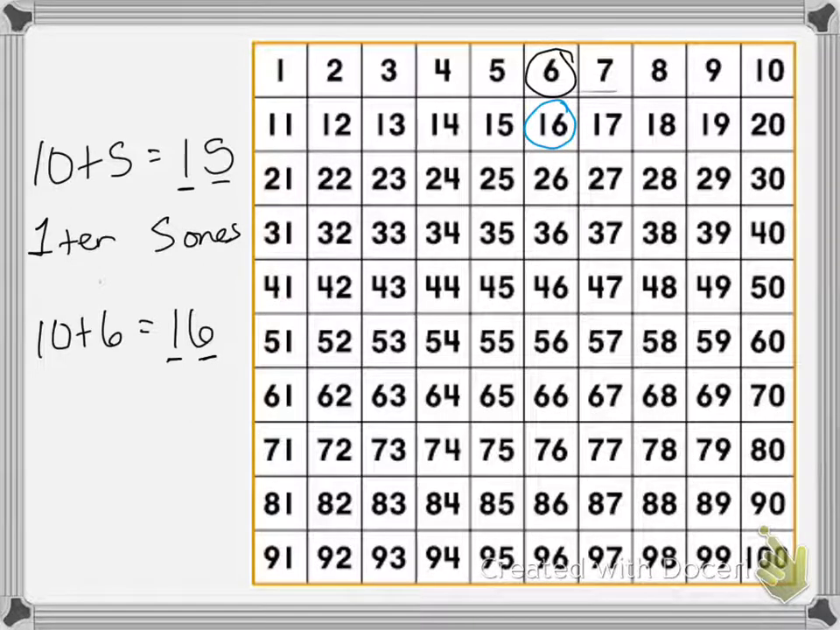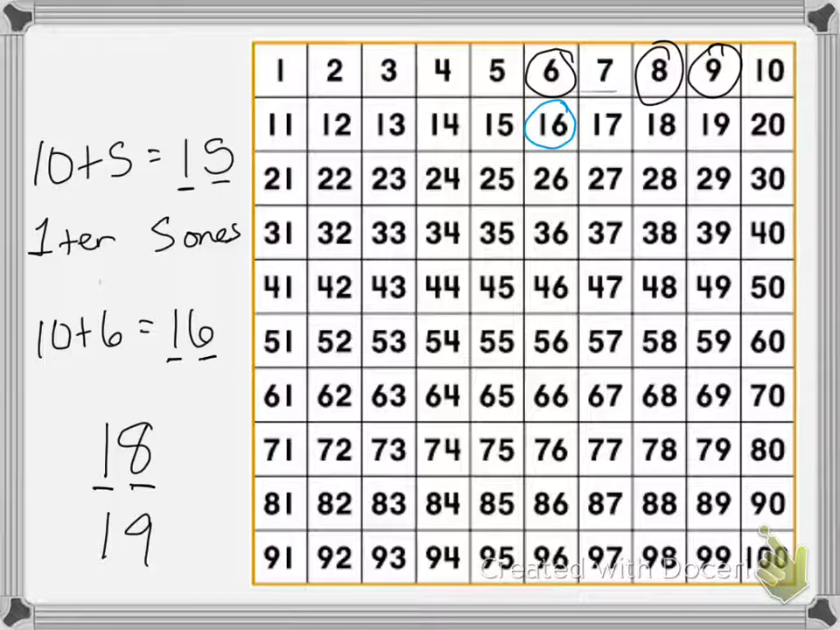So what is a quick way to add 10 to a single digit number without counting? Well, all I have to do is write a 1 in the tens place and then the single digit. If I wanted to do 8, then I would just write a 1 and then an 8, 1 in the tens place and 8 in the ones place, in the single digit place. If I wanted to do 9, then that would be a 1 and then a 9.